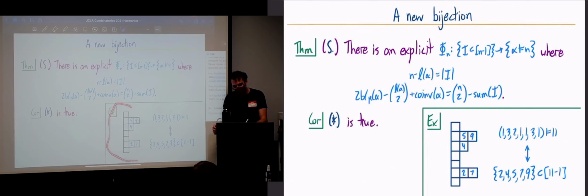So here's an example. In fact, it's easier to describe the inverse bijection. So if we start with 1, 3, 2, 1, 1, 3, 1, then the way to figure out the subset I is: first, ignore the first column, basically. Fill the second column, 6, 5, 4, 3, 2, 0. Oh, sorry, this was supposed to be reversed.